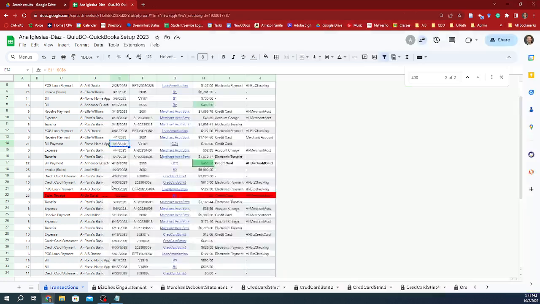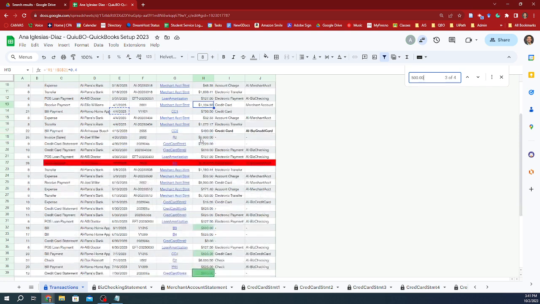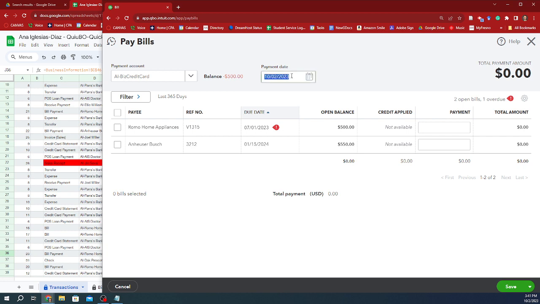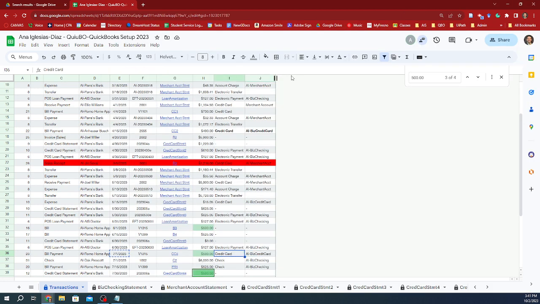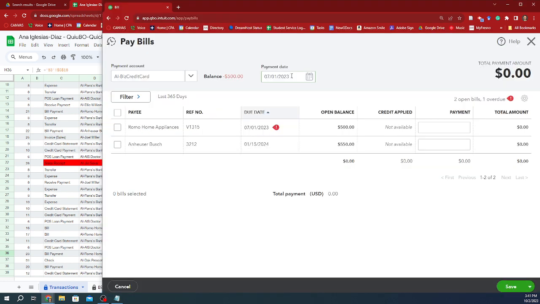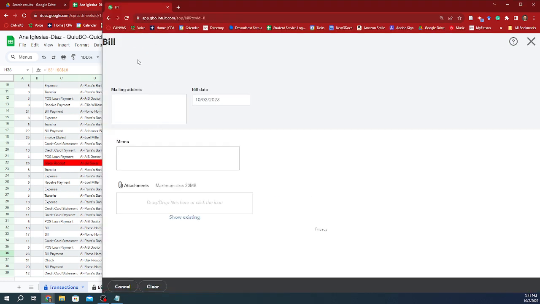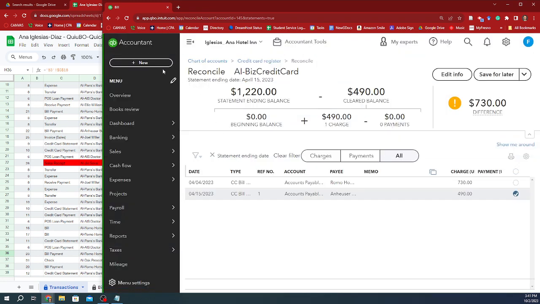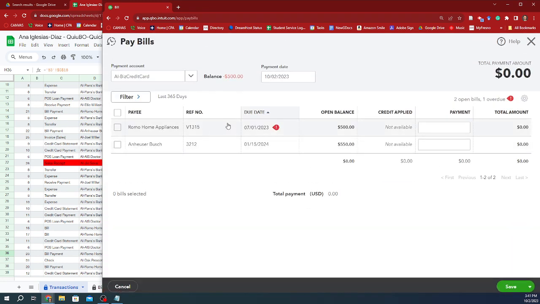When did we pay the $500 to Romo again? Another payment came on July 1st using the credit card as well. So July 1st, 2023, right? Making this payment for 500, new pay bills. And so this is something I shouldn't have to do. You should be able to look at your payments, right? And you should be able to see that something's unpaid.